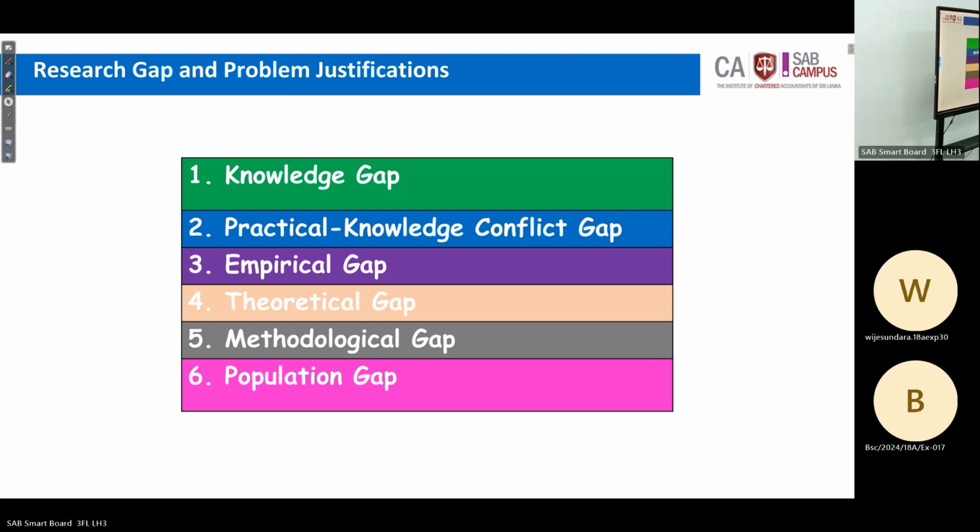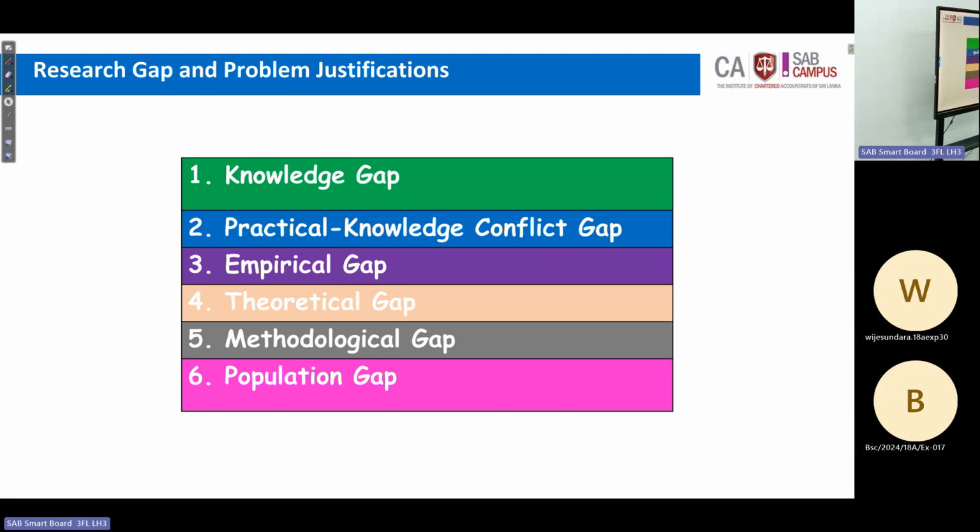Empirical gap. What do you mean by the word empirical? Country? It means in country? No. Okay. Empirical gap. What do you mean by empirical? Empirical evidences are not presented.